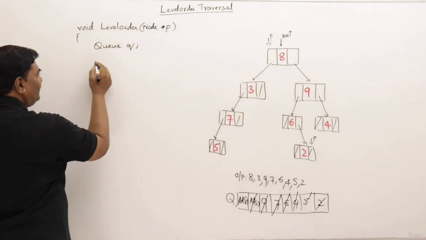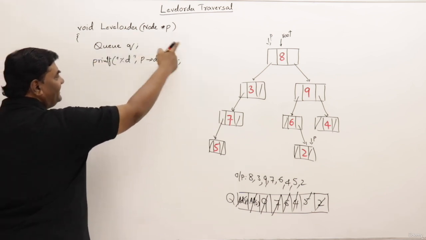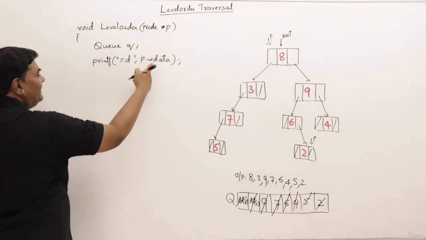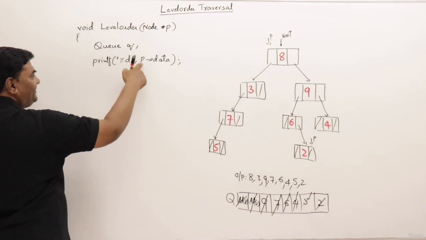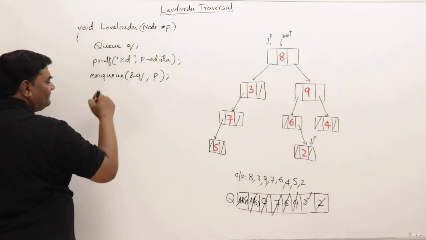P is a pointer, assume it is on root. This is the root. First of all, print the data of root. Printf p's data, so p is pointing on root, so data is printed. Then insert the address of this p into q. Enqueue this address in q.